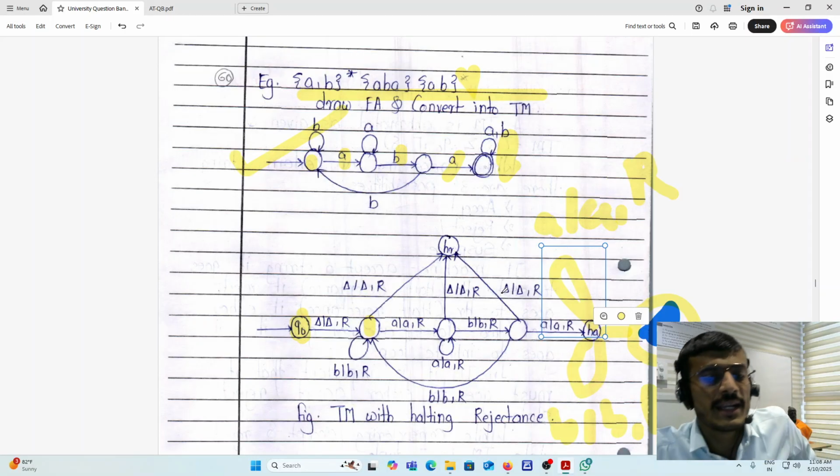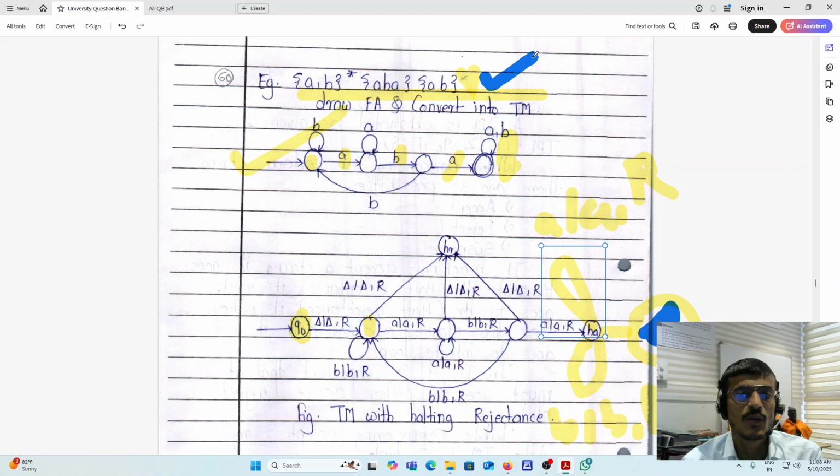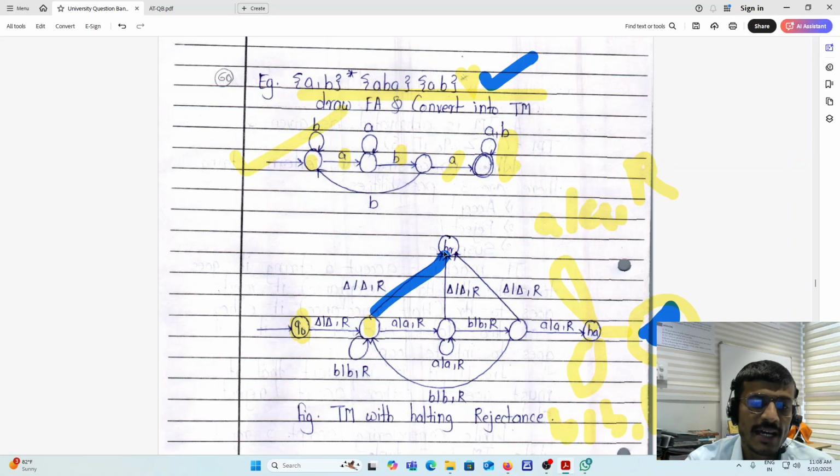It is possible that the string is not a part of this regular language, so in that case it will go to the halting rejectance. So delta delta R towards the halting rejectance, delta delta R towards the halting rejectance.